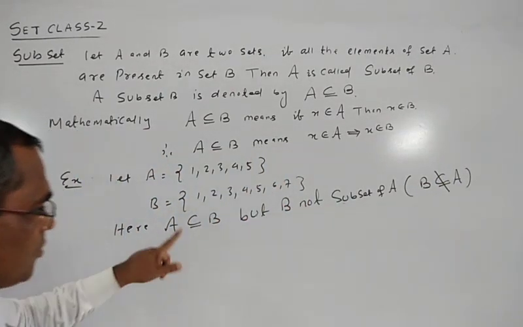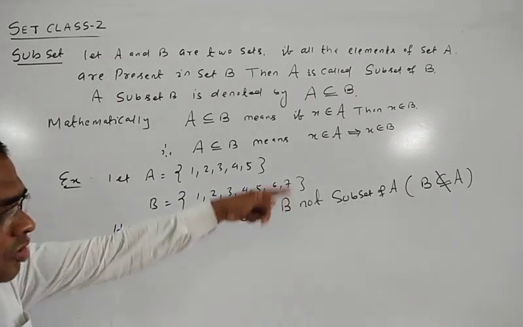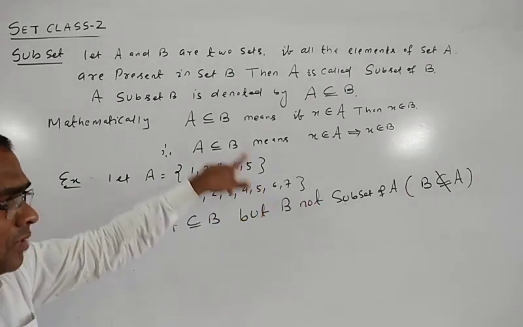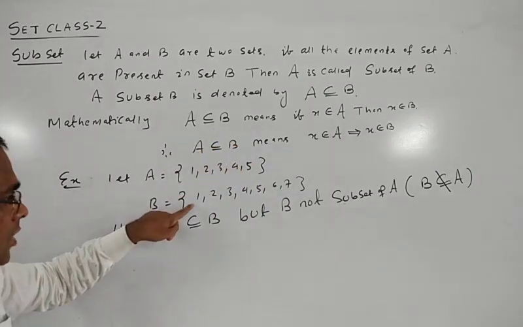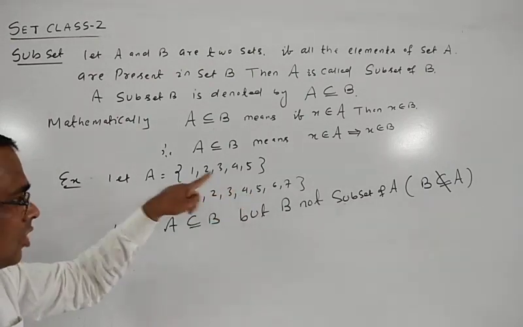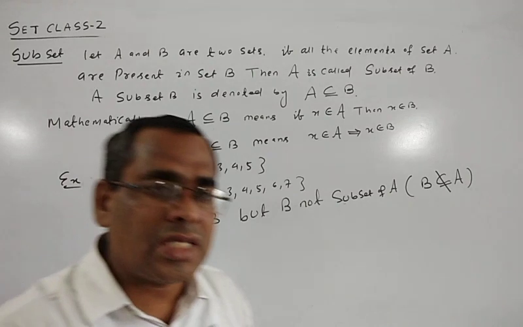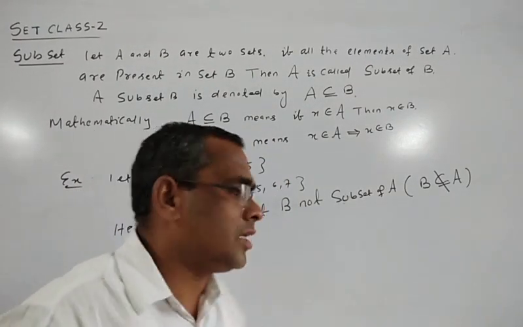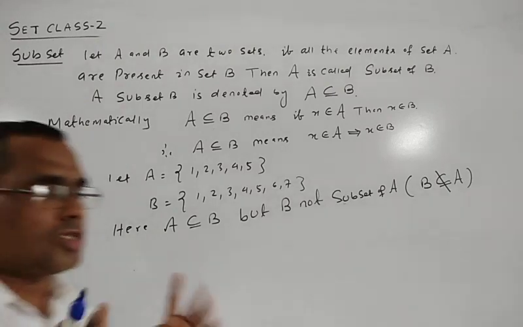If A is a subset of B, then we write it in this way. If B is not a subset of A, we write B not subset A, because all the elements of B are not present in A. If we take B equal to {1, 2, 3, 4, 5}, then clearly A is a subset of B. That means every set is a subset of itself. Every set is a subset of itself. Okay, so these are subsets. Do you understand what we mean by subset?